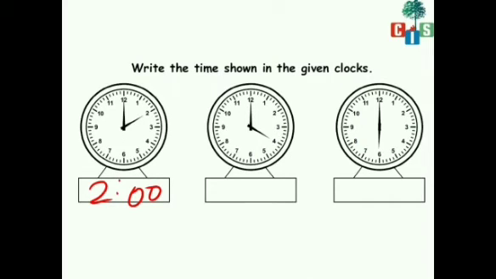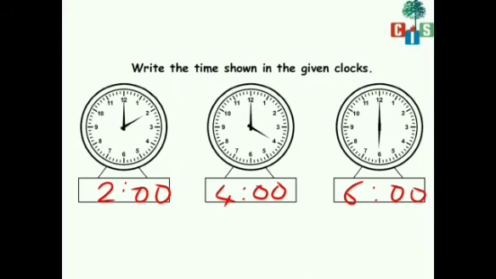Next, 4 o'clock. The short hand is on 4 and the long hand is on 12. So we will write 4 o'clock. Now what does the last clock say? 6 o'clock. The hour hand is on 6 and the minute hand is on 12. So we will write 6, then 2 dots. What are these dots called? Colon. And then 0 0. 6 o'clock.